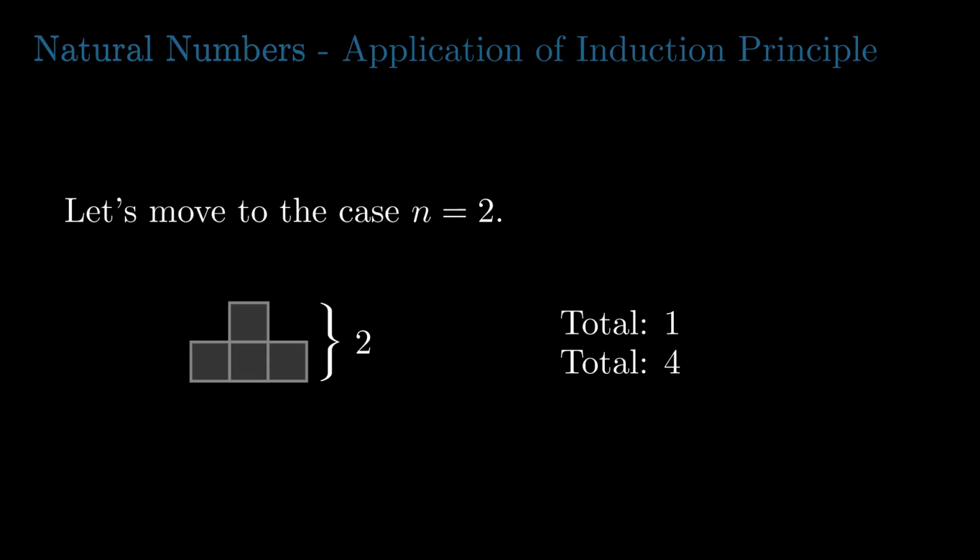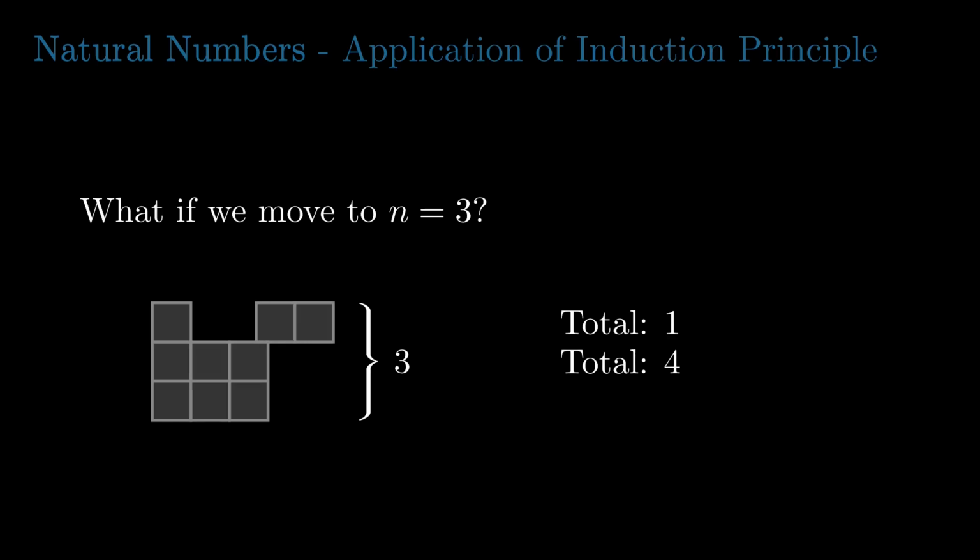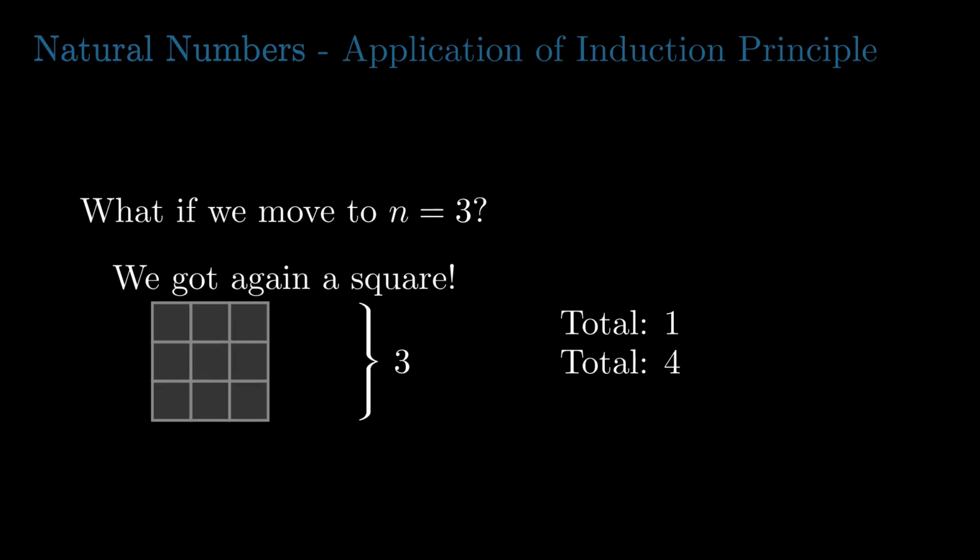Okay, what if we move to n equals 3? Again, we can move the tiles in a similar way. And we got again a square. Here, counting the tiles, we get 9 as a result.